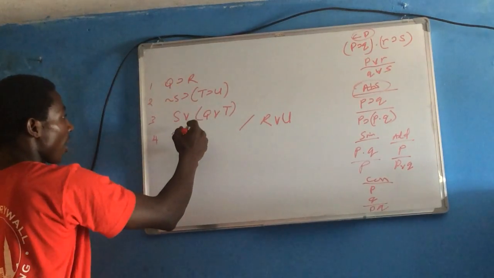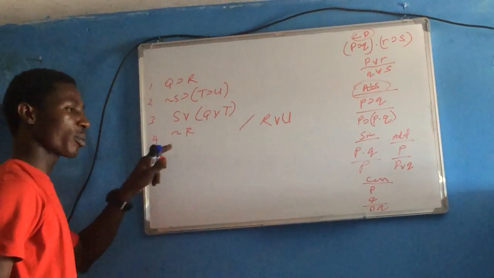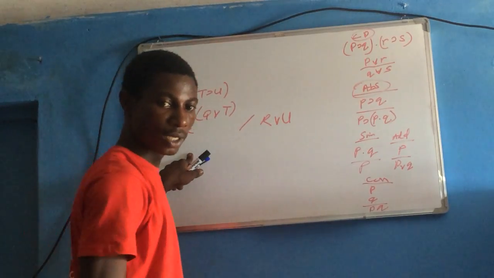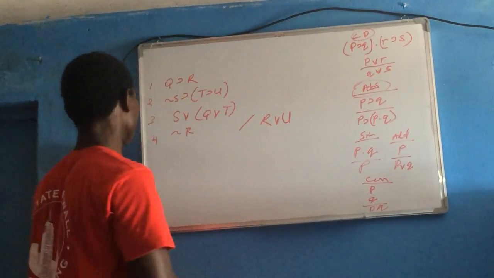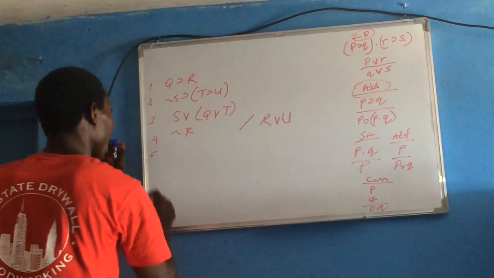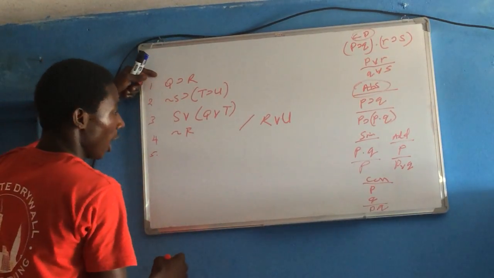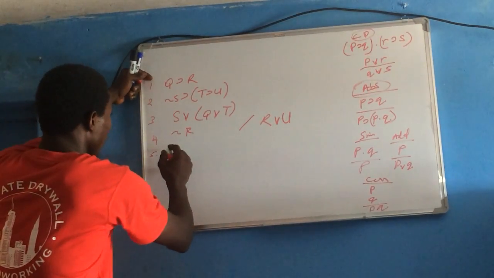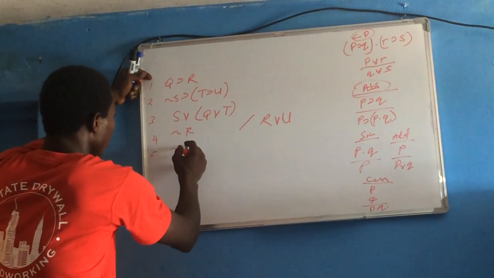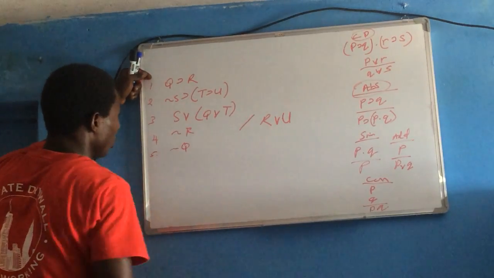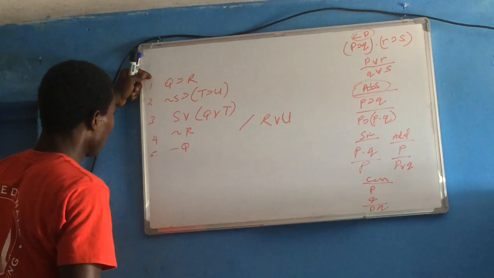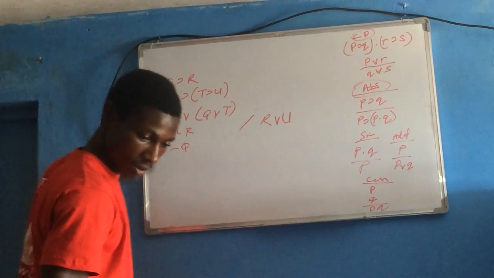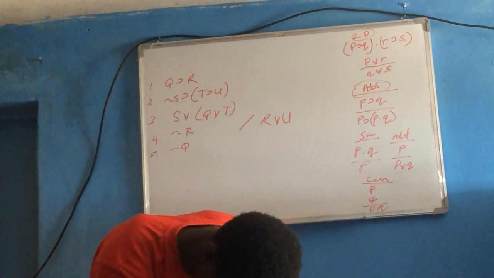This one's supposed to be R, because look, the balance. This one's supposed to be R. Are you listening? Q implies R. Not R, therefore not Q. So, this question, we.